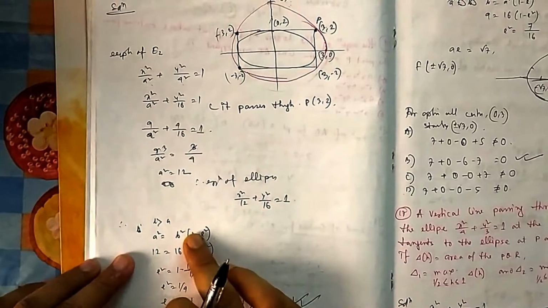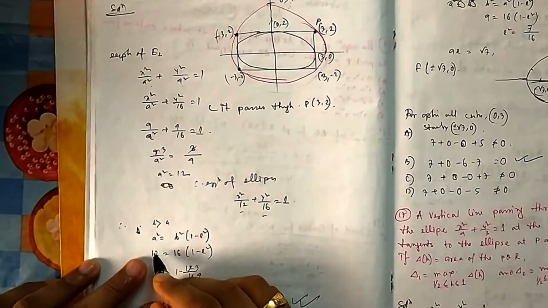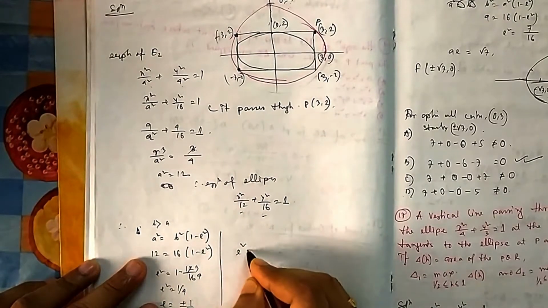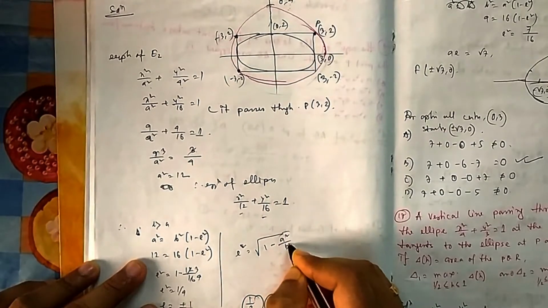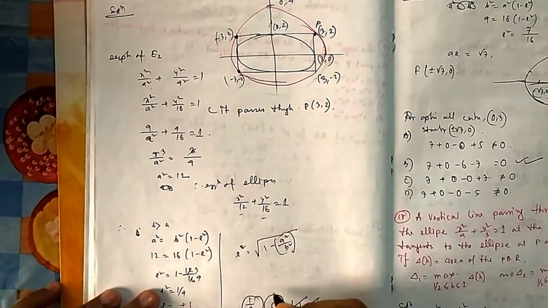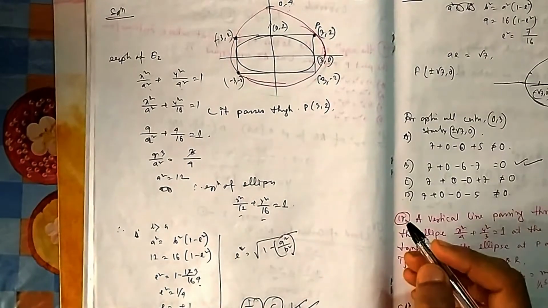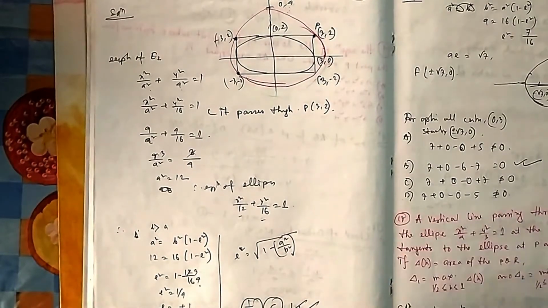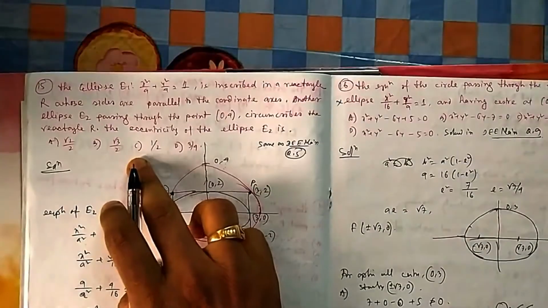Once you know this, you can see B is greater than A. So obviously, what is the eccentricity formula? You can use directly e square equals, or e is equal to the square root of the bigger one minus the smaller one, divided by the bigger one always. So if you do this, A square is 12, 12 by 16, then the square root of this is plus minus half. So plus half is in the options because eccentricity cannot be negative, so obviously option C is the correct answer.